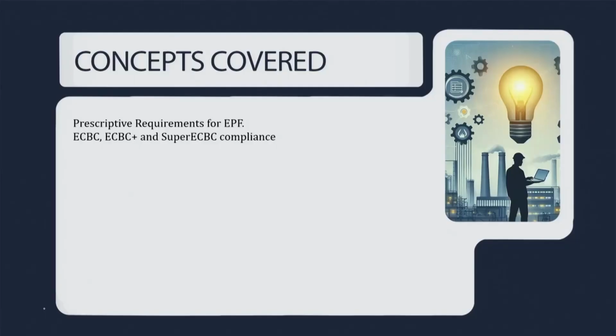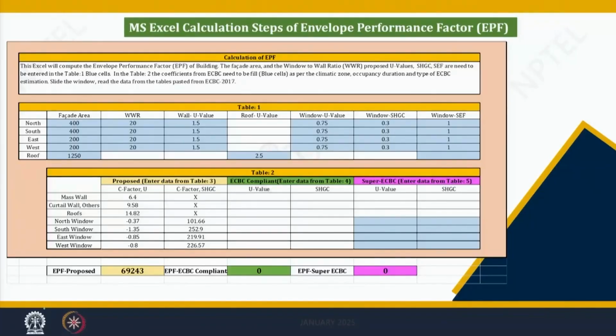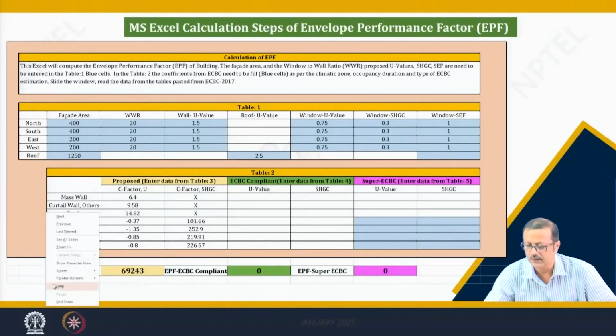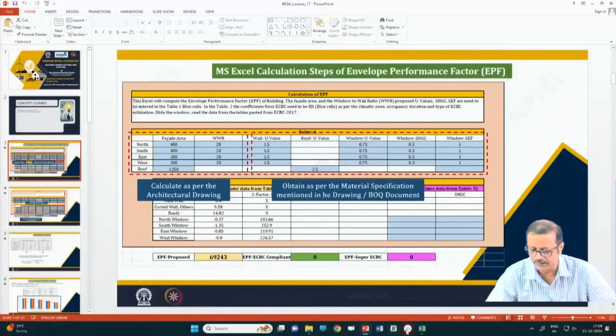Today, in this lecture, we will see how the prospective requirement of the EPF, that is, ECBC or ECBC Plus or Super ECBC compliance, can be taken care of. Before we go to these compliances, let us see the last class lecture on the Excel computation, and how to do it. If you remember, in the last class we got a value like 69,273. So, let me discuss it through the Excel.